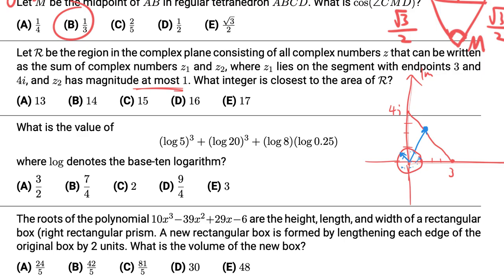So for every point here, Z1, after we add a Z2, it would be essentially like we have a point here and we have a circle of radius 1 around it. And we can imagine dragging this ball around from 4i to 3. And so it would form this path that looks like this. And all the possible Z1 plus Z2 are within this area right over here.